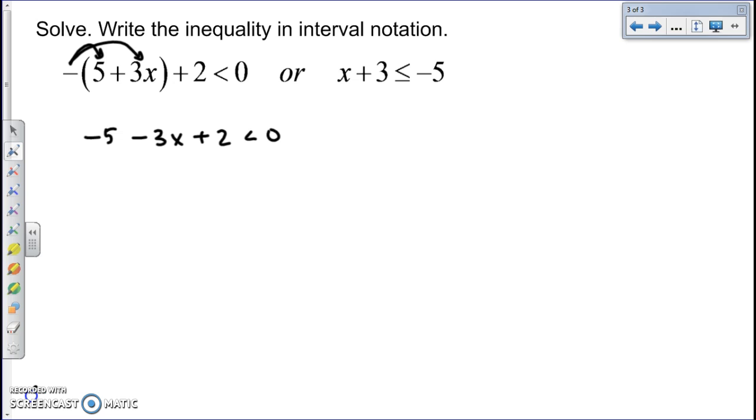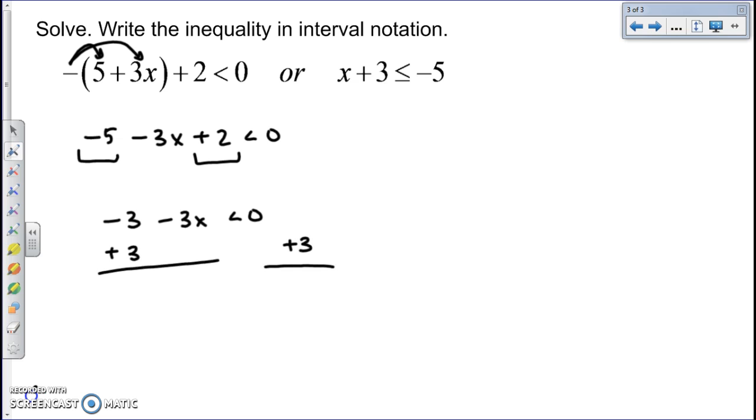Next, we need to combine like terms. So we have negative 3 minus 3x is less than 0. And then isolate the variable by first using the addition principle of inequalities. So they're subtracting 3. We're going to add 3 to both sides. And then lastly, isolate the variable by using the multiplication principle of inequality. So they're multiplying by negative 3. We're going to divide by negative 3.